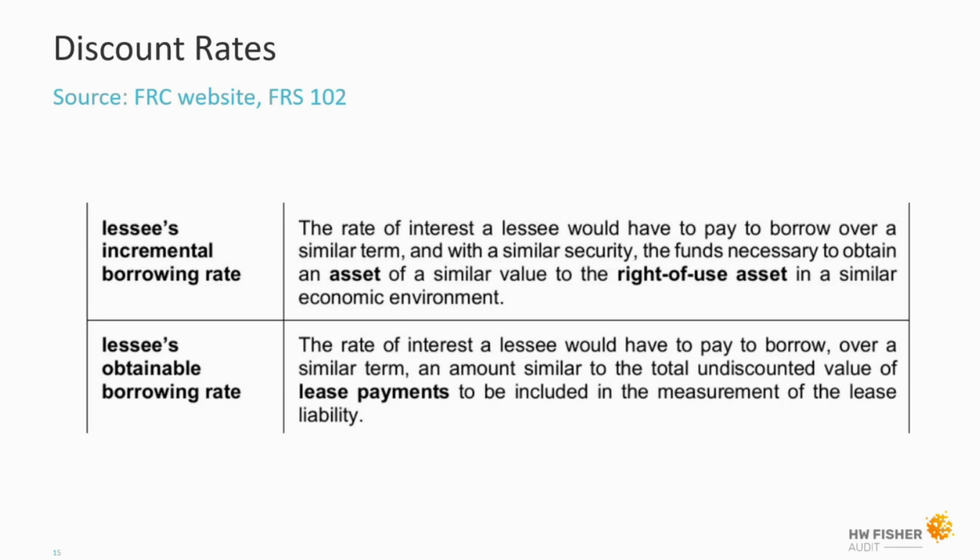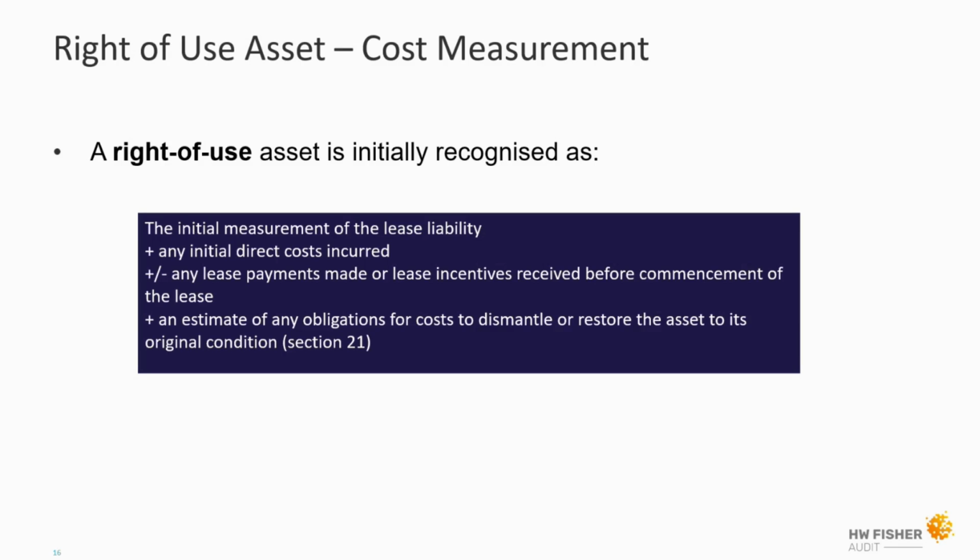The incremental aspect, or an implicit one, will have a lot more judgment and require a lot more time and expertise. The obtainable borrowing rate might be that you have current debt, similar debt, or you might go to your bank to ask and get some evidence. Again, you will need to obtain that evidence. It's probably slightly easier but it can't just be a best guess. There needs to be support for it. But that one is slightly more straightforward, and FRS 102 have kindly got that option in, which makes that discount rate a little bit easier to calculate than it did under IFRS.